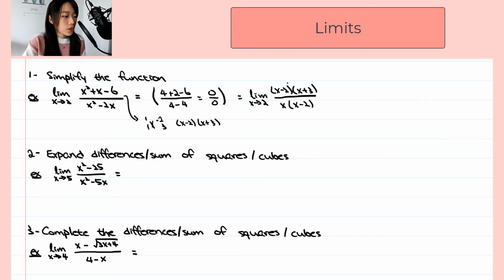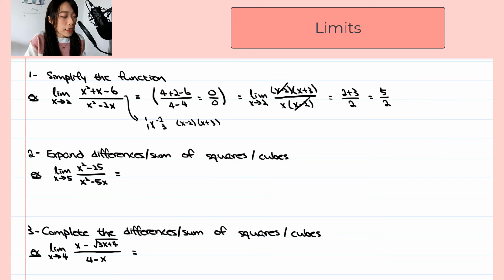So the x minus 2 in the numerator can cancel out with the x minus 2 in the denominator. So then we can try the chaining rule again. We substitute x by 2. So the numerator is 2 plus 3, and the denominator is 2. So this limit equals 5 over 2. Let's look at the next example.